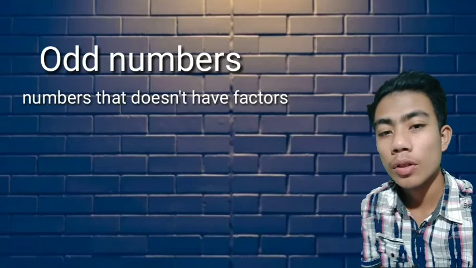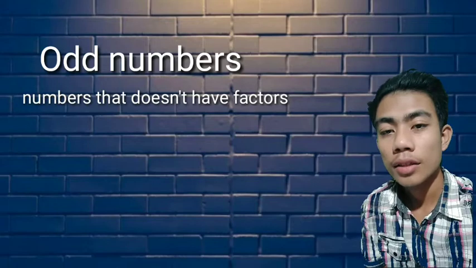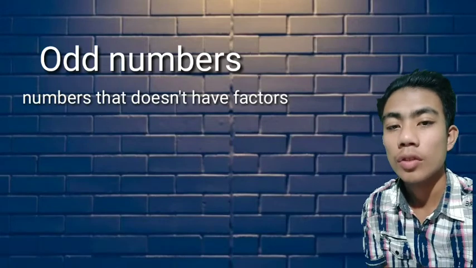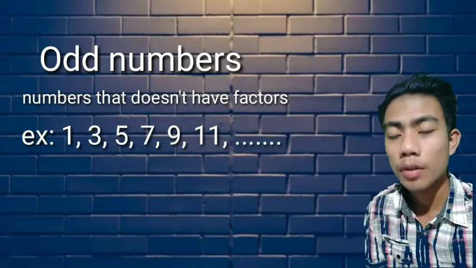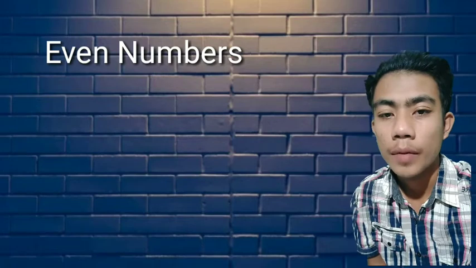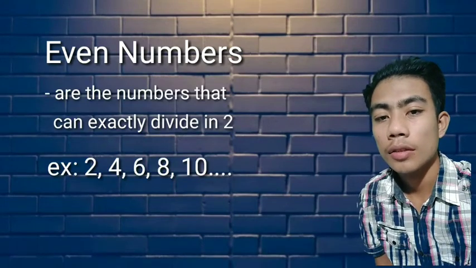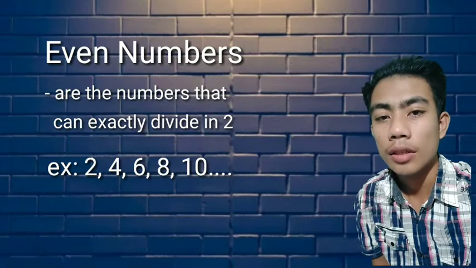Next are the odd numbers. Odd numbers are also a component of number theory. What are the odd numbers? Those are 1, 3, 5, 7, 9, 11, and so on and so forth. Next are the even numbers. Even numbers are those numbers that can be divided exactly by 2.